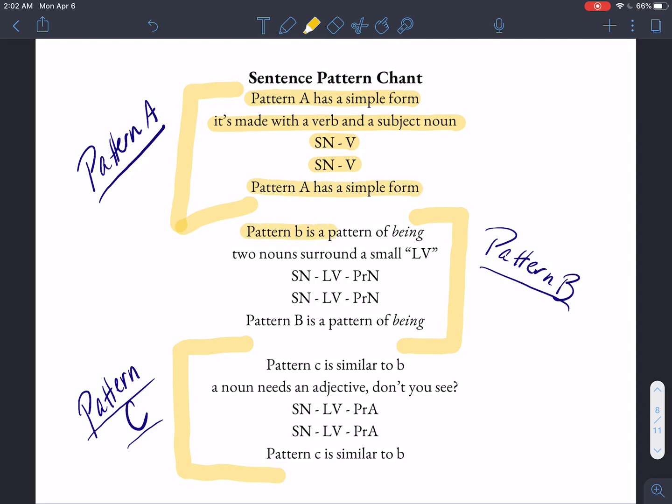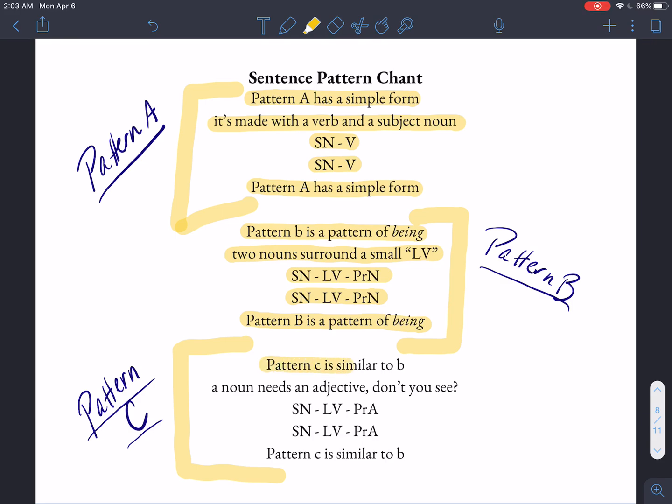Pattern B is a pattern of being. 2 nouns surround a small LV. SNLV, PRN, SNLV, PRN. Pattern B is a pattern of being.